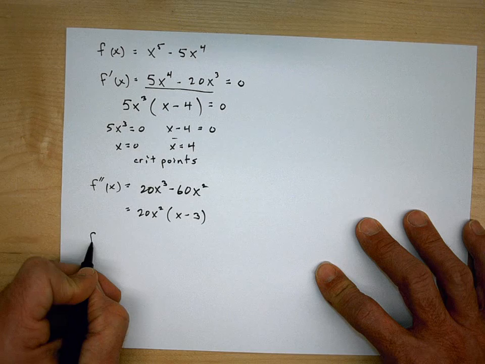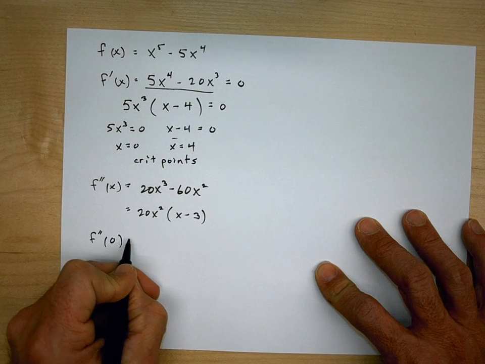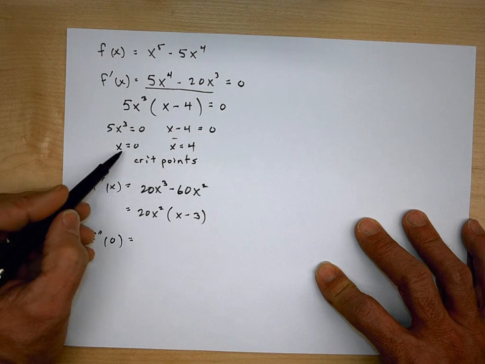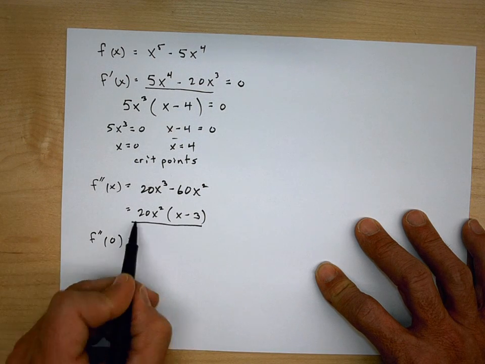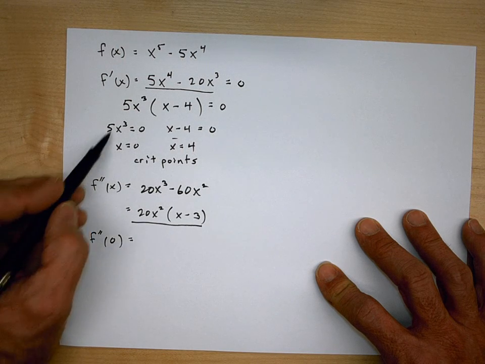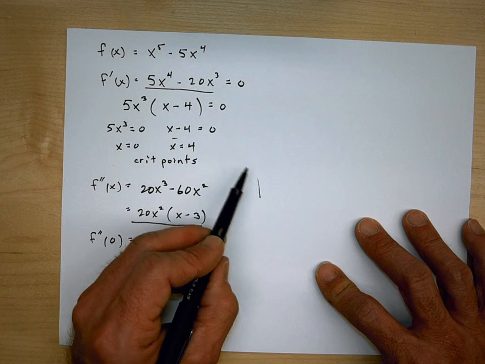I need to check f double prime of 0. So this is the second derivative test now, right? I'm going to check each of these critical points. I'm going to put them into the second derivative. If the second derivative is positive, then it's concave up, and I have a minimum. If it's negative, then it's concave down, and I have a maximum.